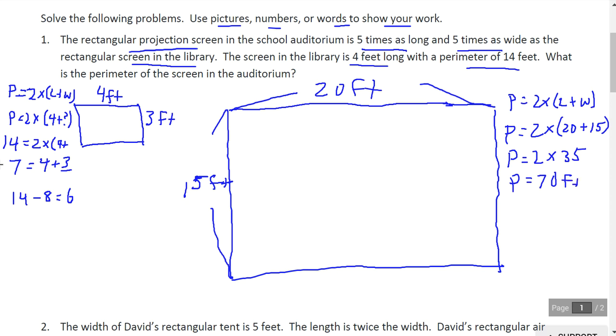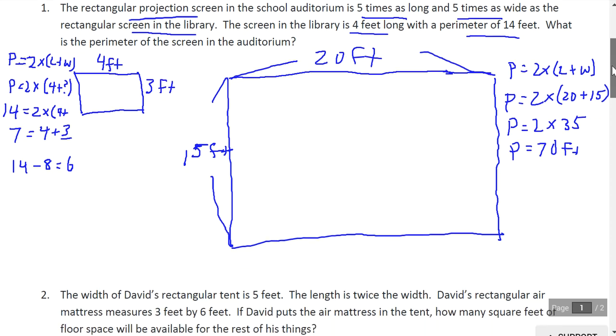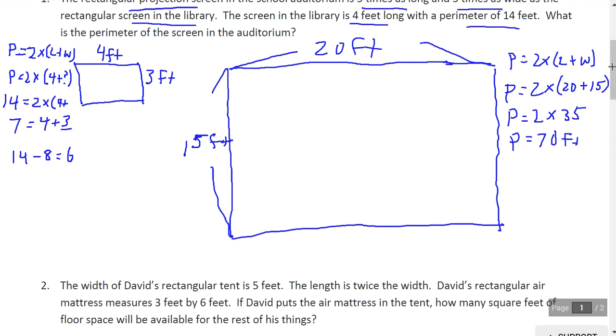Okay, so we could write that out. The perimeter, let me bring this down a little bit so we can write that. We want to write with words, so we're going to write the perimeter of the screen in the auditorium is 70 feet.